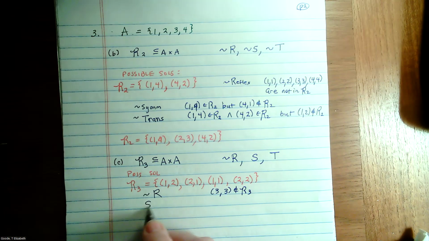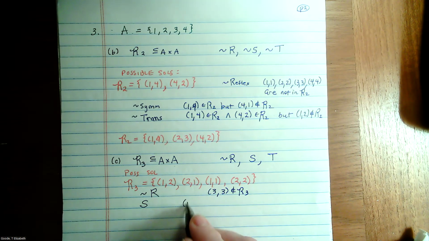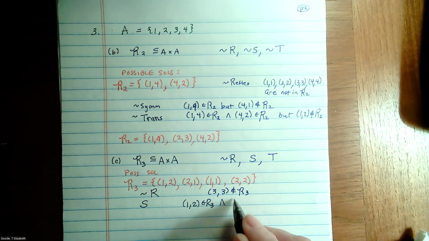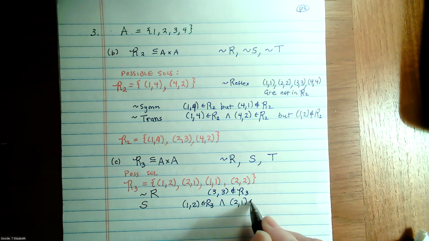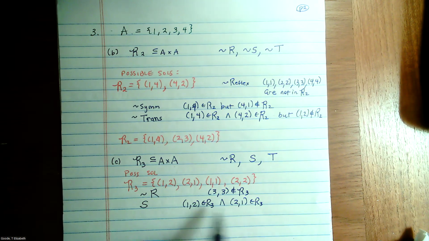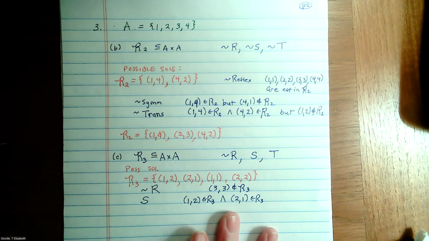It is symmetric because we can group the elements with their symmetric twins. (1,2) is in R3 and its twin (2,1) is in R3. These are the only elements where the first and second coordinates differ from one another, so this is the only set of ordered pairs where we have to check symmetry. We don't need to check symmetry for the ordered pairs where the first and second coordinates are the same, because symmetry is never going to go bad for those.